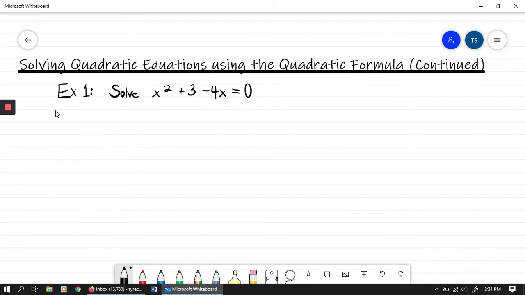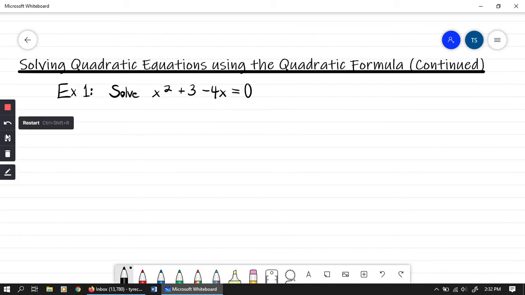So let's say we were looking at this example where we were asked to solve this. Of course, this video is using the quadratic formula, so it goes without saying that you're solving it using the quadratic formula. Remember that the first thing we need to do is make sure that our equation is set equal to 0, and that the expression is in standard form. Right now this expression is not in standard form.